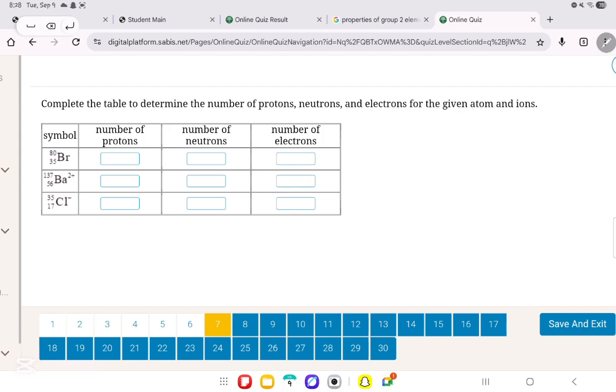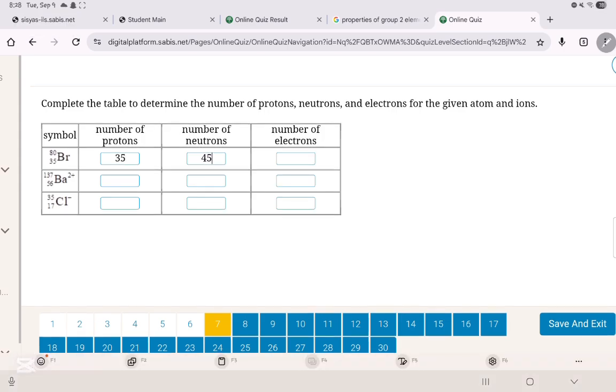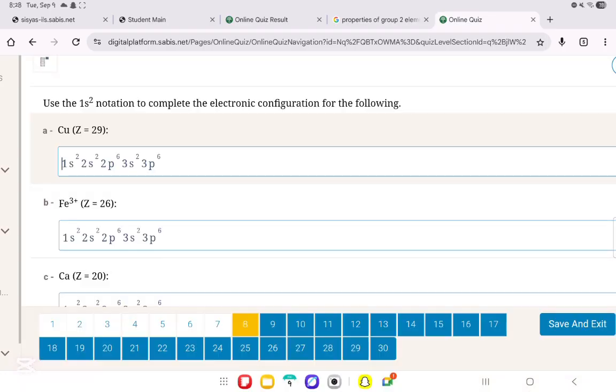We have 35, 45, 35, then 56, 81, 54, and then we have 17, then 18, and then 18 again. Now, let's move on to question number 8.